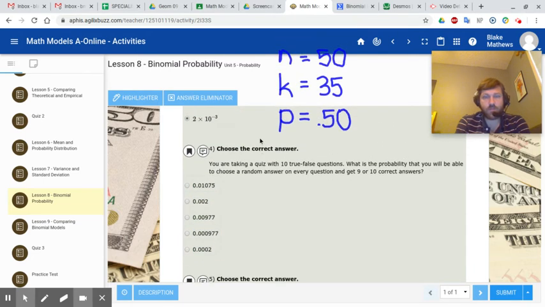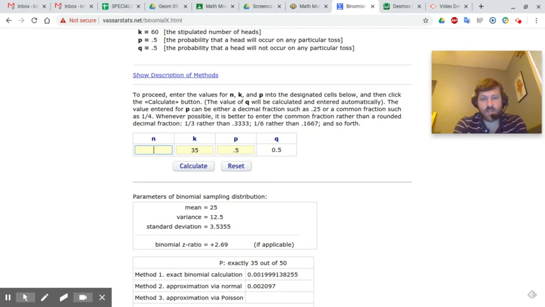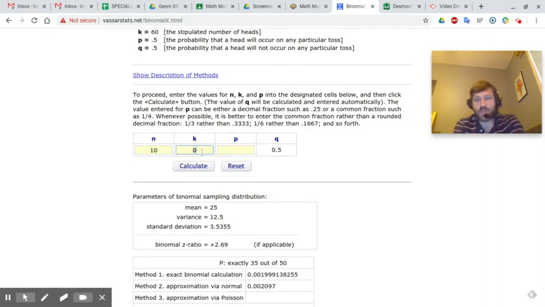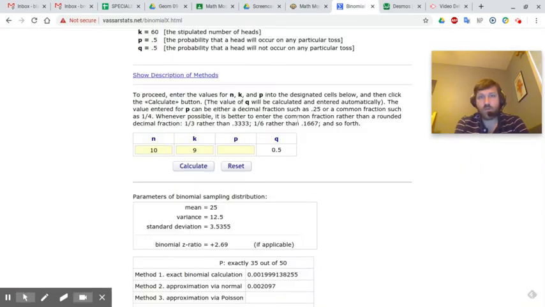So the next problem says you're taking a quiz with 10 true or false questions. So that's our N. Right away, I say, okay, N is 10. There are 10 true or false questions. What is the probability you'll be able to choose a random answer on every question and get 9 or 10 correct? So 9 is my K. And since it's a true-false quiz, there's two options. So the probability is 0.5, 1/2.